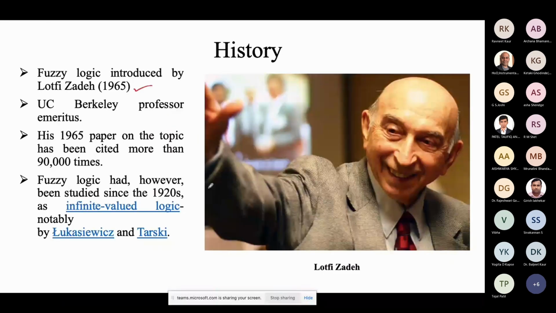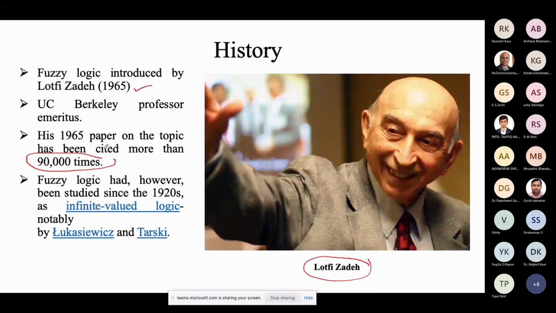He is Lotfi Zadeh, famously known as L. A. Zadeh, and he wrote one paper around 1965 that had more than 90,000 citations. Right now it has more than a lakh citations.